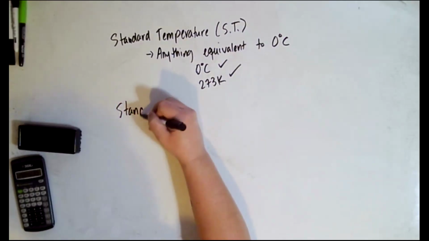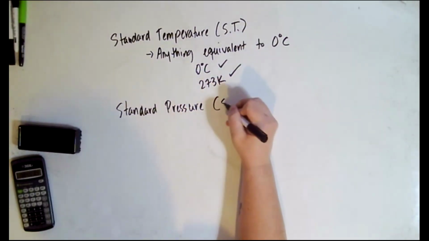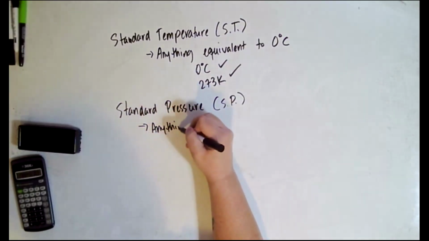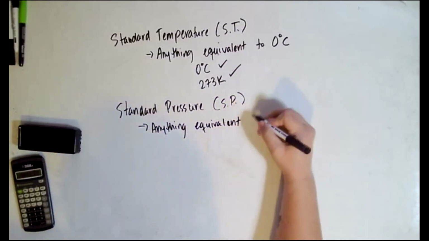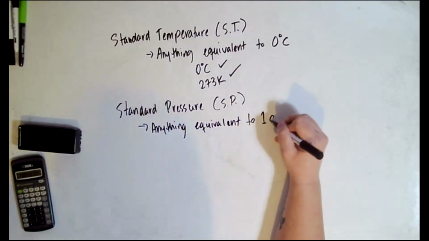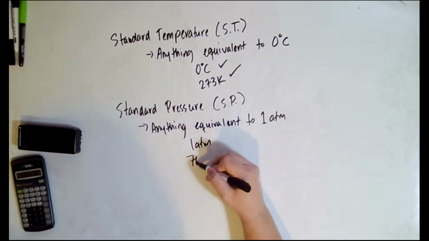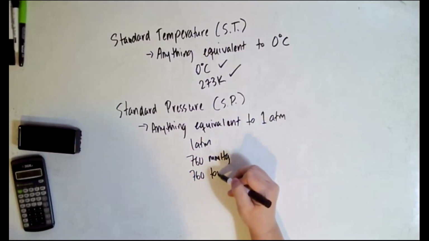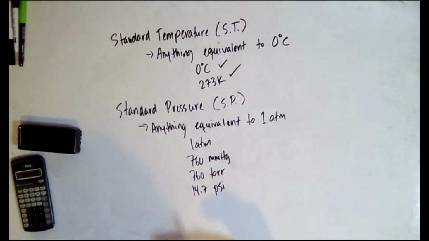Standard pressure is going to be anything equivalent to 1 atmosphere. Okay, so that's going to be 1 atmosphere. It's going to be 760 millimeters of mercury or 760 torr, 14.7 psi, anything that is equivalent to 1 atmosphere.